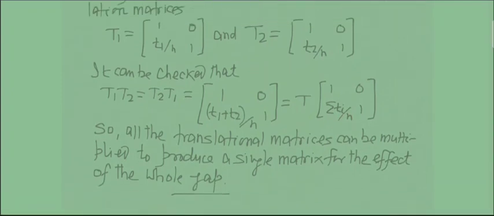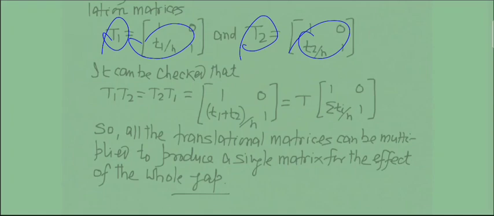So all the translational matrices can be multiplied to produce a single matrix for the effect of the whole gap. Okay, so let us understand the meaning of this. All the translation matrices. Like this, T1 was a translation matrix, T2 was a translation matrix. So all translation matrices can be multiplied together to produce a single matrix.